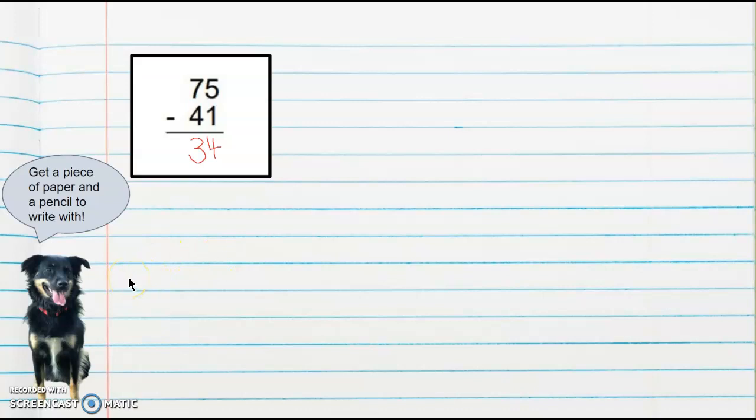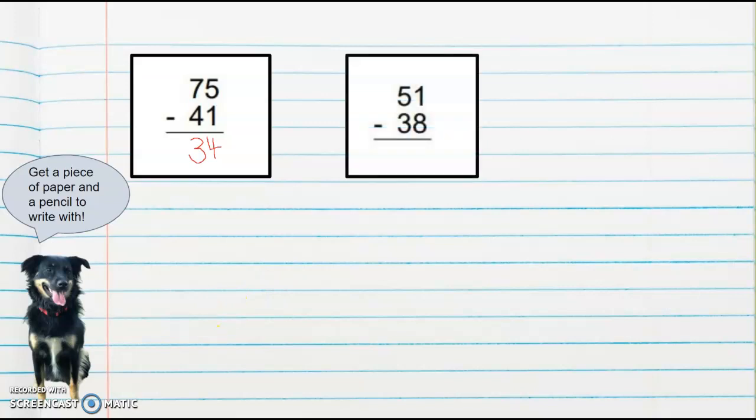Let's go ahead and take a look at the next one. This one's going to be a little bit different. For the next problem, I have 51 minus 38. Remember, each time, go ahead and pause the video and write down these two numbers on your paper. Go ahead and stack them, and then you'll follow along with me. Once you've written these numbers down, go ahead and pause the video. Unpause the video.